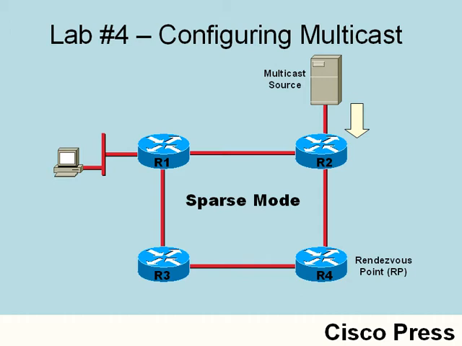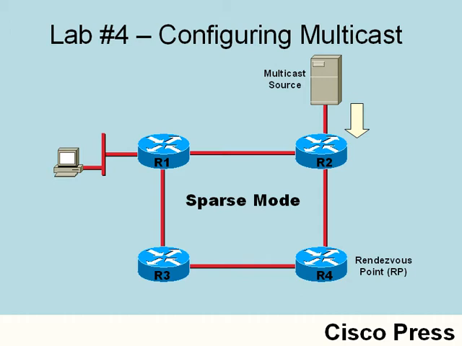And our multicast source is sending multicast traffic out to router R2, but at this point, no one wants to receive that traffic. Something else I'd like to point out about a Sparse Mode network is that it has a special router called a rendezvous point, or RP for short. In this case, router R4 is acting as that rendezvous point.